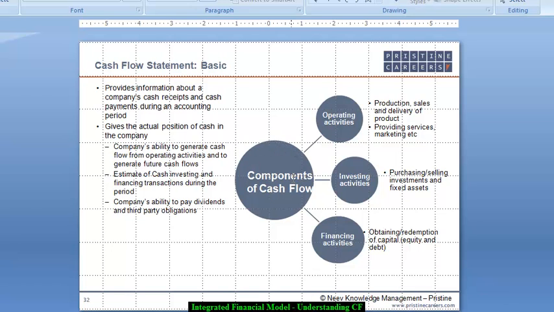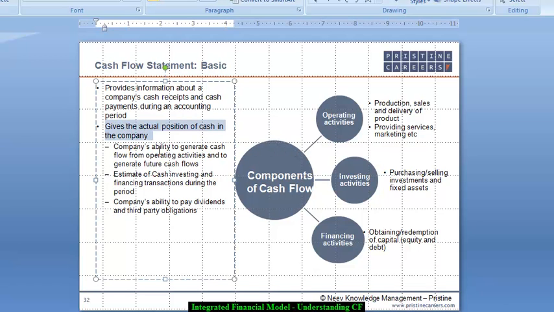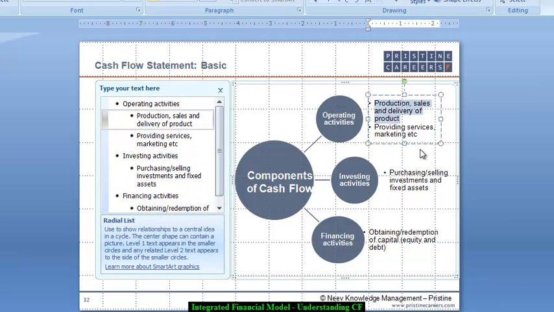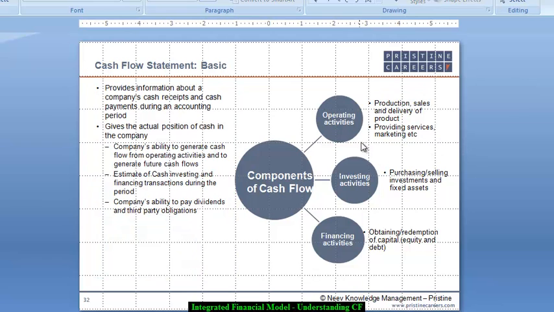Just to summarize it, the cash flow statement gives the actual position of cash of the company. It's the ability to generate cash from the operating activities, and in real terms this gives you the real picture of the business. So for example, how much are you selling, how much are you producing? Your investing activities could be your purchase of the fixed assets. So for example, if you're buying out some plant, or if you are investing long term in one of your subsidiaries, and so on. And your financing activities essentially show how you are going to finance this investing activity, right?